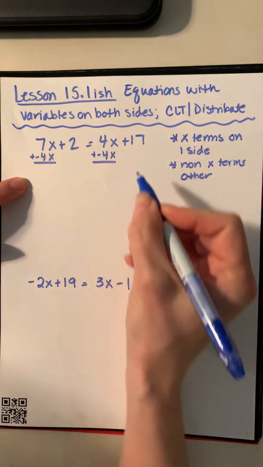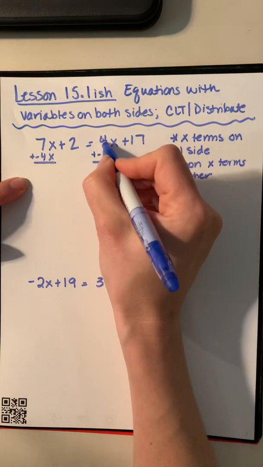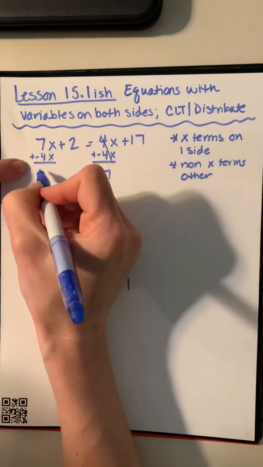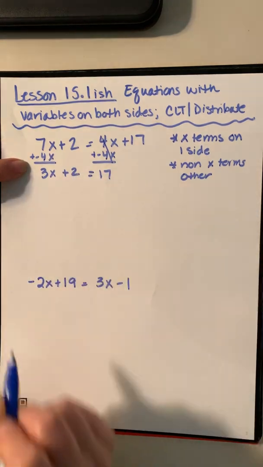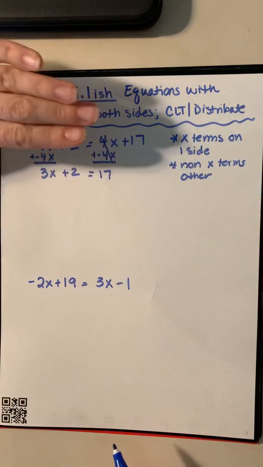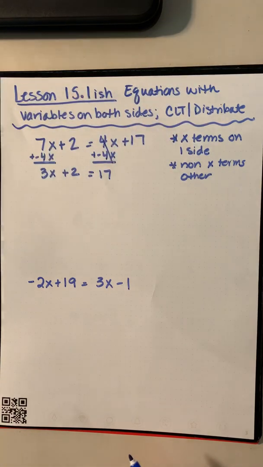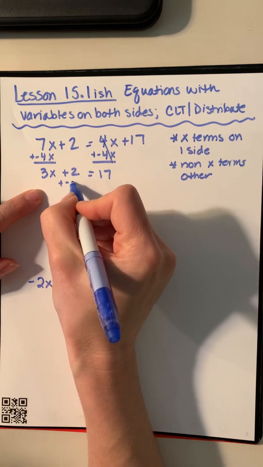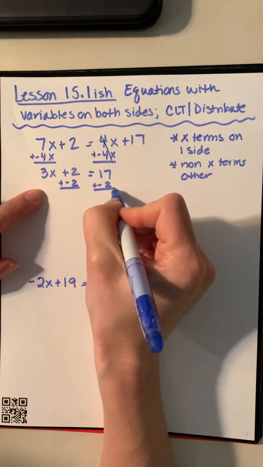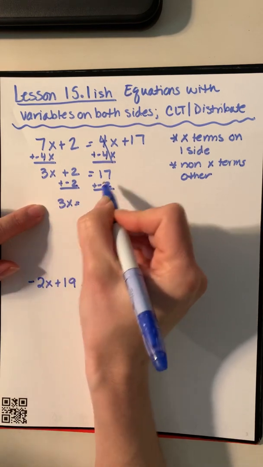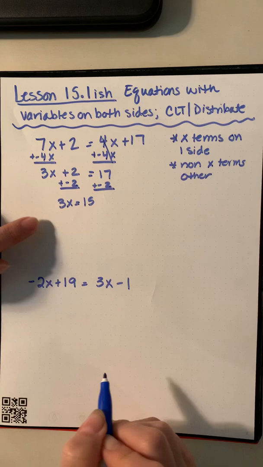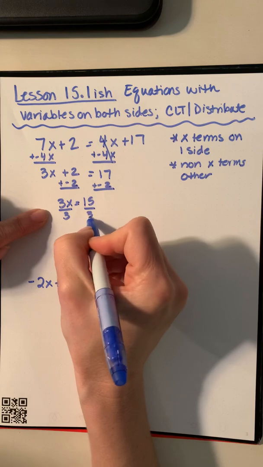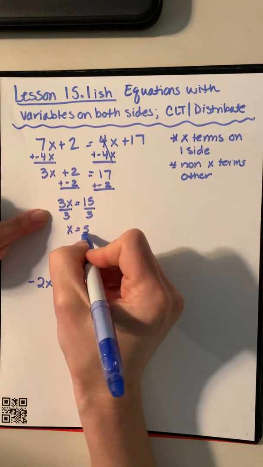Okay, so I'm going to go ahead and add a negative 4x here and add a negative 4x here. We know that 4x plus a negative 4x is 0, and I'm left with 17. And then we know that 7x plus negative 4x is 3x. All right, so I'm almost there. At this point, it really looks like I've just got a two-step equation, and we know what to do with two-step equations. The next thing I'm going to do is get rid of this 2 by adding a negative 2 to both sides. And now I have 3x equals 15. And of course, the last thing I'm going to do to get x by itself is divide by 3, and x is equal to 5. Okay?